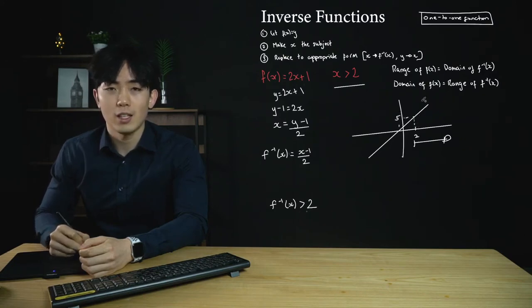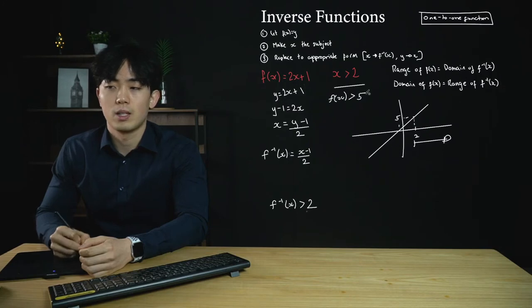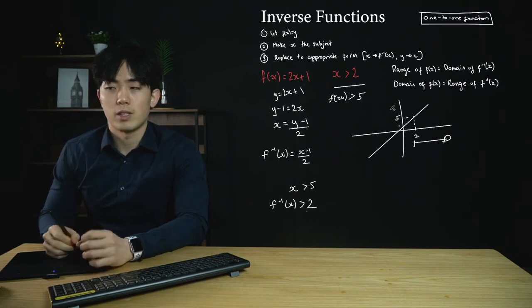So therefore, the range of our function, if we were asked to find that, would be any value bigger than 5. And as you can see, the range of the function will be the domain of the inverse. That means the domain of the inverse, x, will be bigger than 5. Okay, so as you can see, this is how they're related.